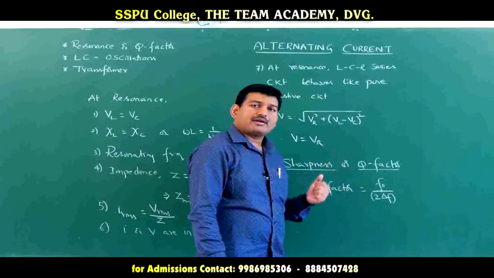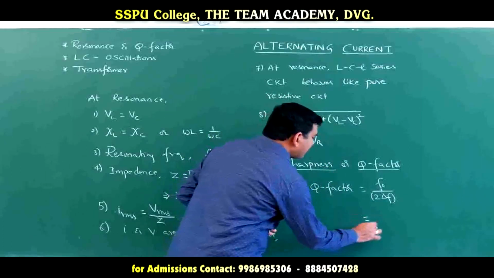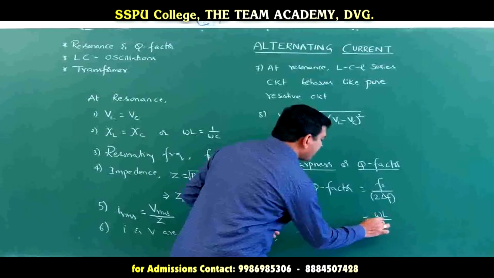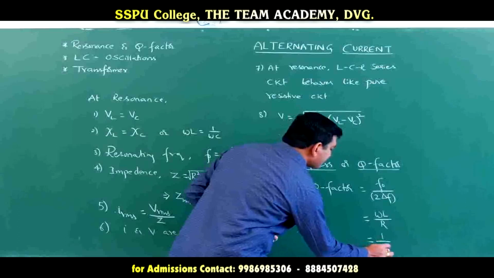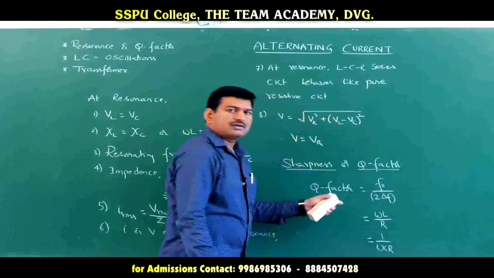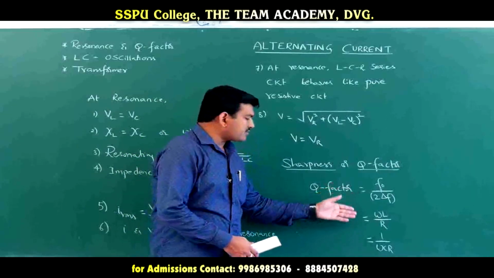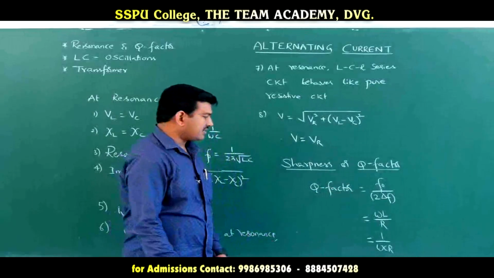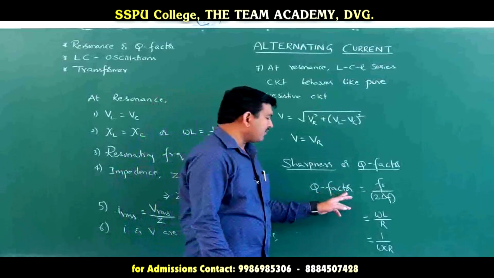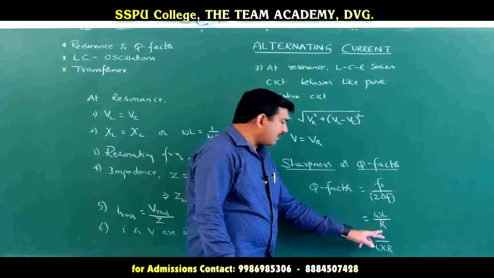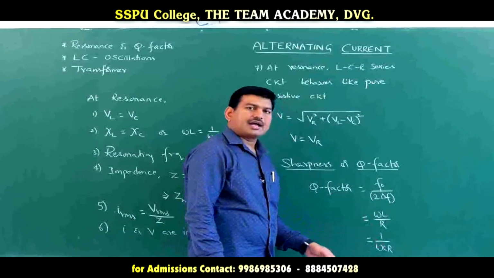The quality factor can be written like this. This is one formula, and we can also write this quality factor as omega L divided by R. Otherwise, I can also write it as 1 by omega CR. So these are the different ways of representing the quality factor, and we are going to derive these terms. How we are getting the quality factor equal to omega L by R, and how we are getting the quality factor equal to 1 by omega CR, I will tell you.